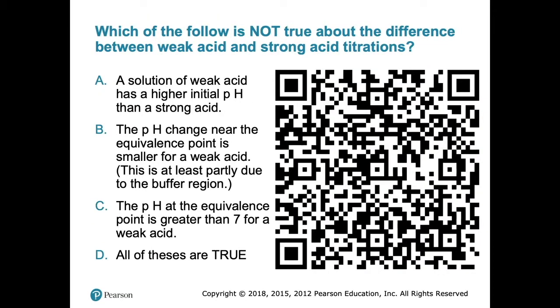So here's your next question. Which of the following is not true about the difference between a weak acid and a strong acid titration? A solution of weak acid has a higher initial pH than a strong acid. The pH change near the equivalence point is smaller for a weak acid, at least partially due to the buffer region, right? And then the pH at the equivalence point is greater than 7 for a weak acid, or all of these are true. So what do you guys think?